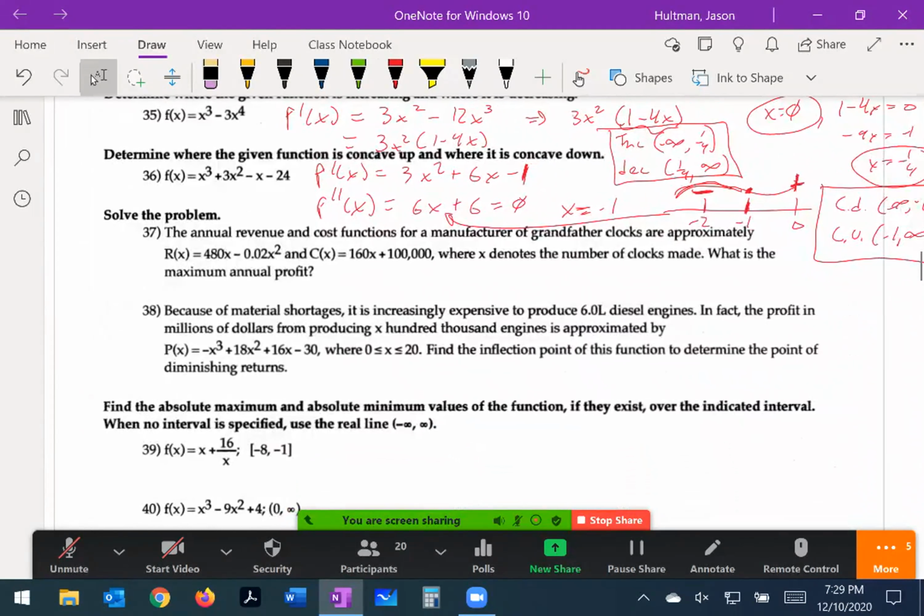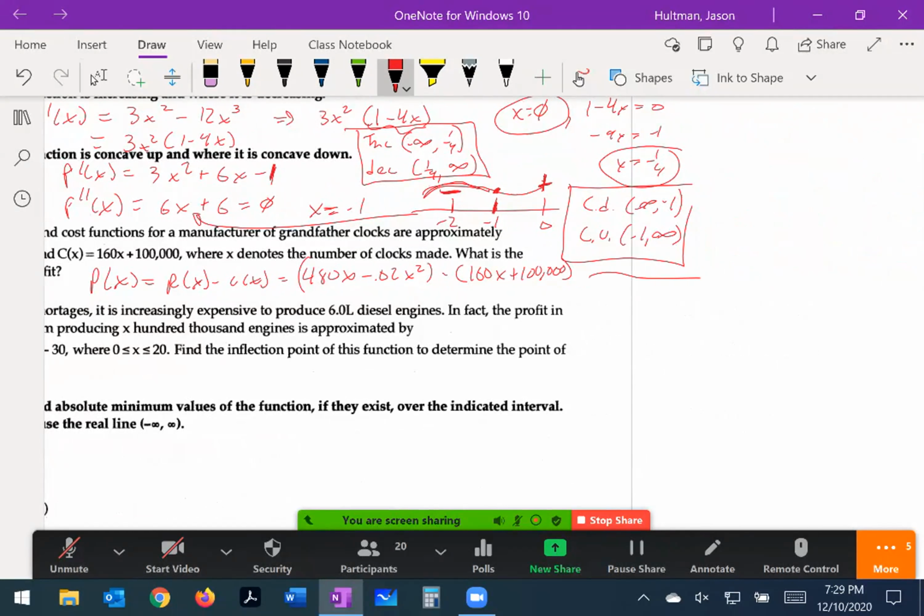Okay, yeah. What is the max annual profit? Okay, so profit is R of X minus C of X, right? So P of X is equal to R of X minus C of X. Okay. So we're going to take 480x minus 0.02x squared and subtract off 160x plus 100,000.